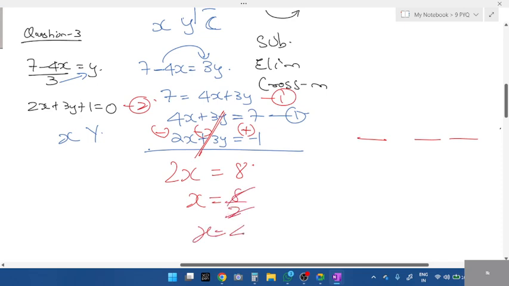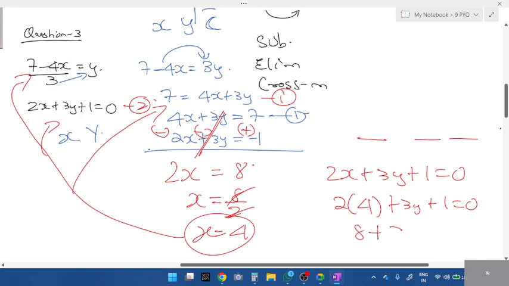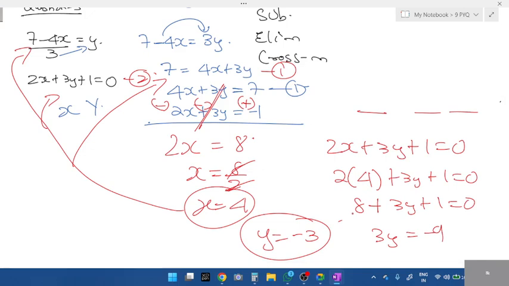Substitute in either equation 1 or 2. You can substitute in either one, anything is fine. So I'll take equation 2. 2x plus 3y plus 1 is equal to 0. 2 into 4 plus 3y plus 1 is equal to 0. 2 fours are 8 plus 3y plus 1. 8 plus 1 is 9, positive. If it goes to the other side, it becomes negative. 3y is equal to minus 9. What's the value of y? y is equal to minus 3. Last question completed. We'll end the class.